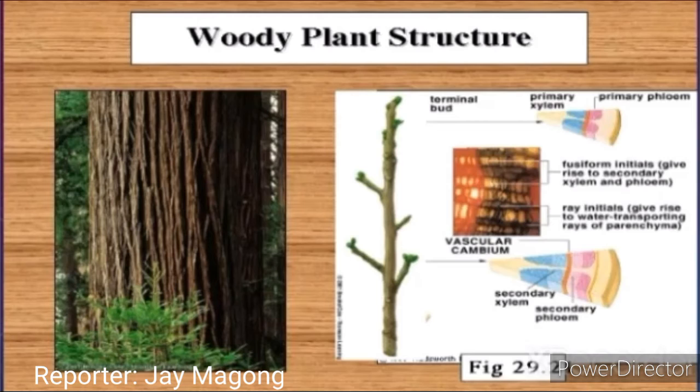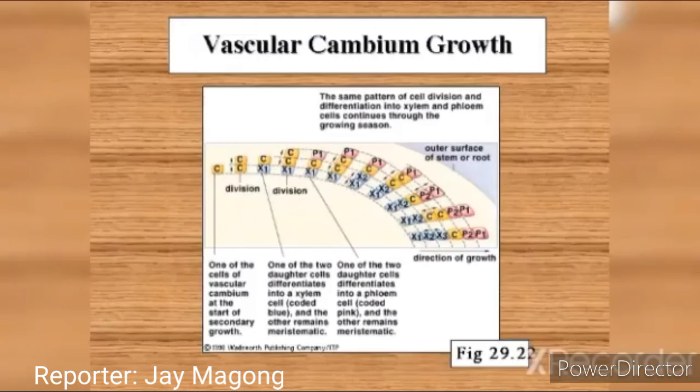Terminal bud at the tip of the stem. In many plants, auxin released from the terminal bud suppresses development of lateral buds, thereby focusing the growth of the plant upward rather than outward. The vascular cambium growth. The vascular cambium is responsible for increasing the diameter of stems and roots and for forming woody tissue. The cork cambium produces some of the bark.